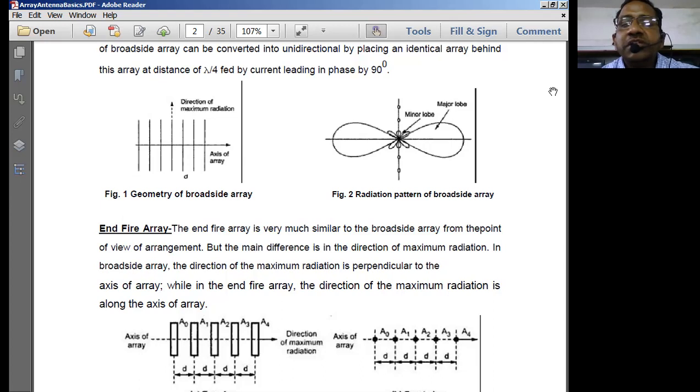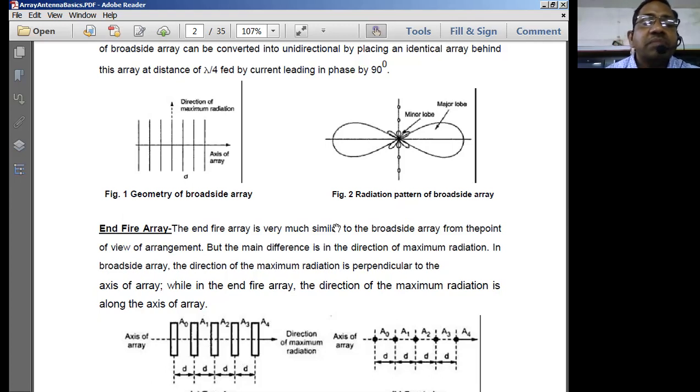Now, let us look into this particular radiation pattern. In this radiation pattern, the antenna array axis is vertical. If the antenna axis is vertical, the radiation is going to be perpendicular to the axis of the antenna. That means it is coming in a horizontal fashion. So this is the property of a broadside array type of antenna.